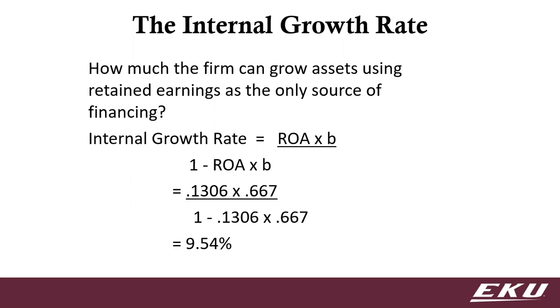And so that internal growth rate is the return on assets times the amount of money we're keeping, divided by 1 minus return on assets times the amount of money we're keeping, right? So ROA times the retention is in both the numerator and denominator, but that's how that works, right? And so that's the fastest we can grow without having to go to outside capital markets.